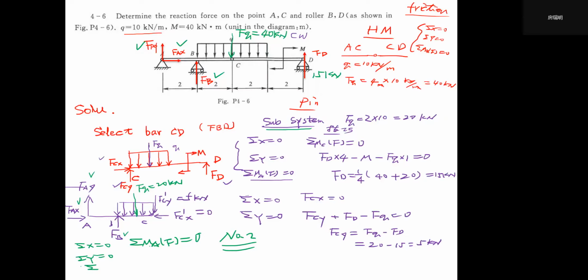So you can find this whole part has three equations, right? And we also only have 1, 2, 3 unknowns. So with this so-called second choice, we can finally find FAX, FAY, and FB.